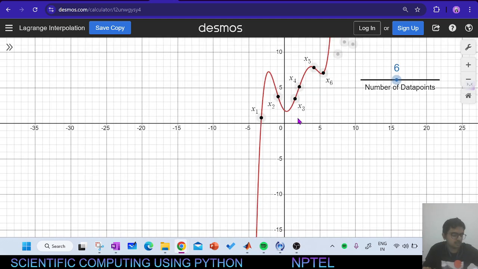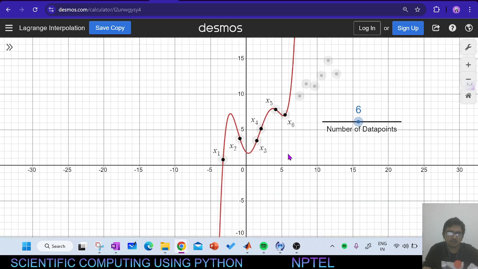So I did not make this. I found it online. Someone made this, but it's very interesting. You can change the number of data points that you want. So let's take 6, and then you get the Lagrange interpolation. Yeah, so it's nice. And good thing about this is that this is interactive.